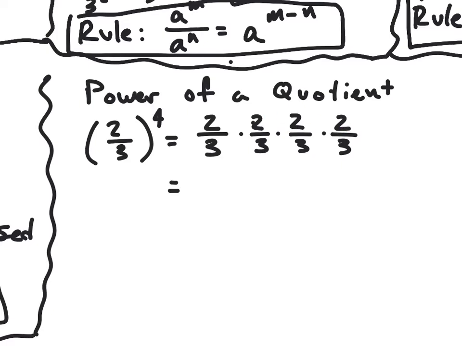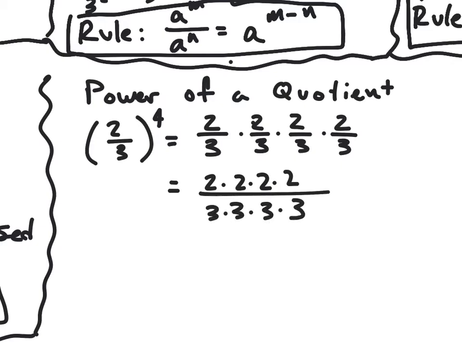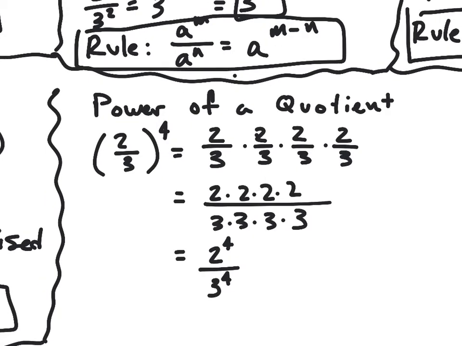So this is going to be 2 times 2 times 2 times 2, okay, divided by 3 times 3 times 3 times 3. Okay, and if I have 2 multiplied by itself 4 times, that's really just 2 to the 4th power. Divided by 3 multiplied by itself 4 times is 3 to the 4th power. Okay, so if I have 2/3, all raised to the 4th power, then this is what we get.